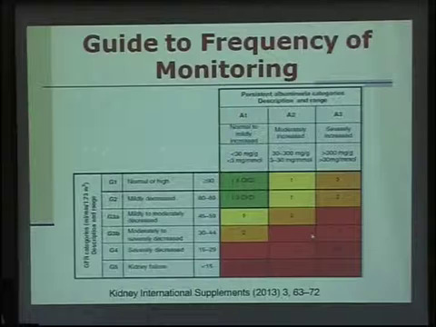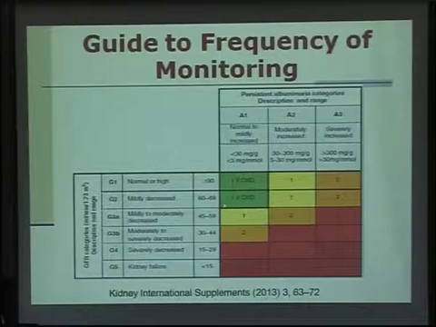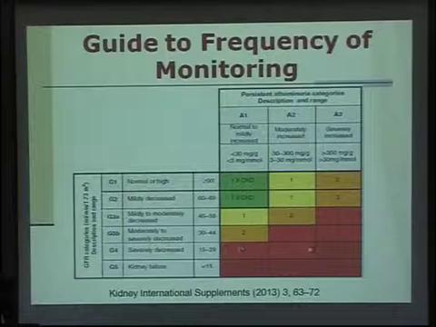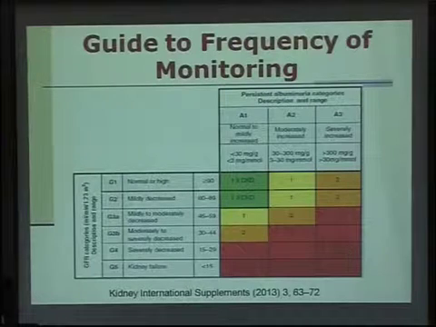And this is how to monitor, even the frequency of the visits. If the patient is in the green color, once yearly, annually, it's okay. And then in this area, 3 visits per year. In this area, 4 visits per year, unless the situation calls for more and more visits.